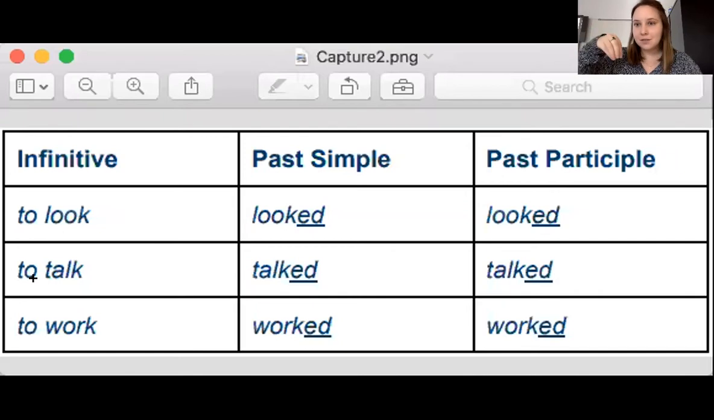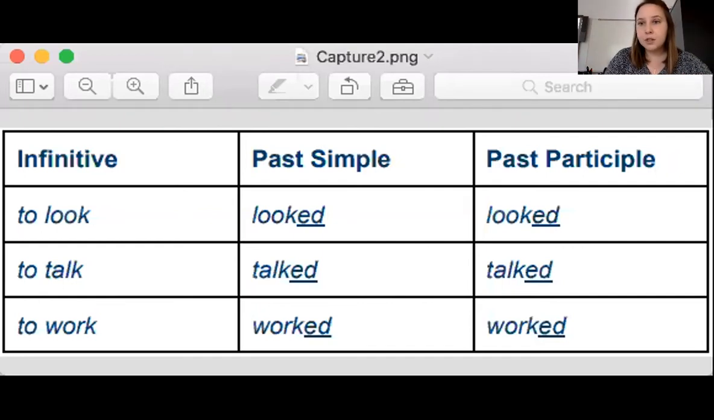Talk in the present, talked in the past, talked in the past participle. Work, worked, worked. So the simple past and the past participle are the same in regular verbs. In our example, study is a regular verb, so it is the same.